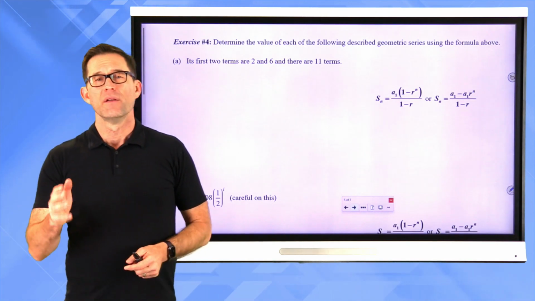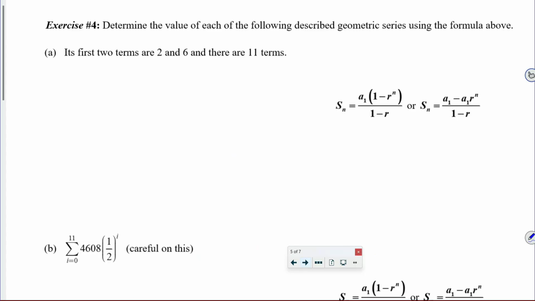All right, exercise number 4. Determine the value of each of the following described geometric series using the formula above.